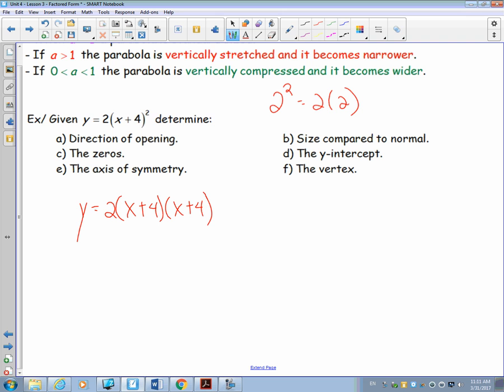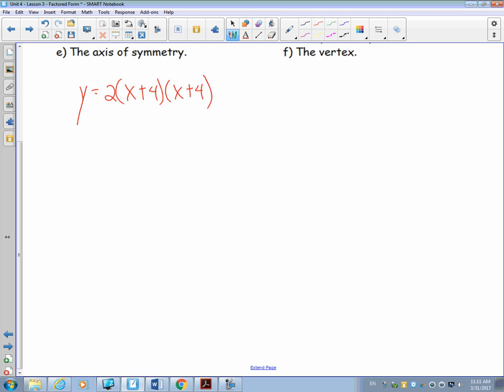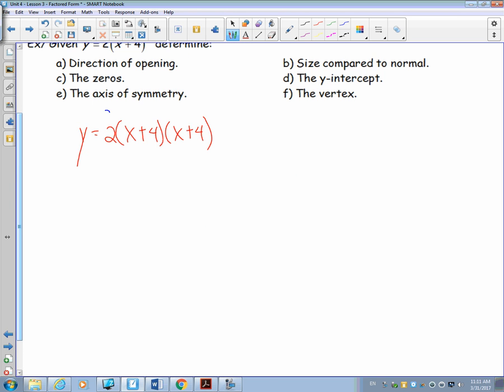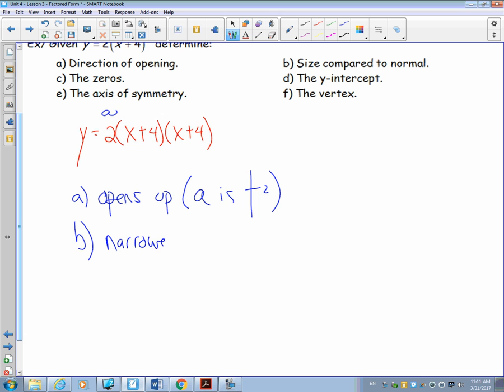So let's answer our questions, our basic properties. Which way does this open? My opening comes from my a value. So it opens up. A is positive in the 2. The size compared to normal. Oh, is it wider or narrower? That also comes from a. And this is going to be narrower since a is bigger than 1. And what that means is it's been stretched. When you stretch something, it actually becomes narrower.